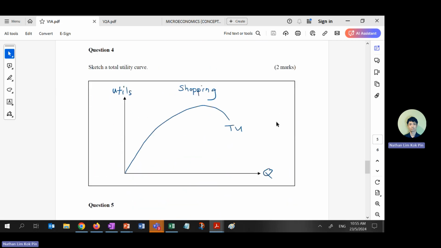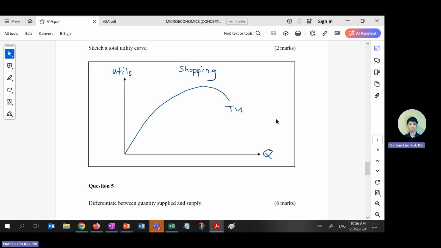Okay. Next one, question 4. Sketch a total utility curve. I already made it so simple. It's just one line, few marks, but a lot of you also do it wrong. You put P and Q, like what I said. I asked you to be careful. Why are you putting P and Q? It's utils, dear. You need a product name. I said before, product name, dear. No product name, minus half. No utils, minus half. All the labels, minus half each. This is TU. It's so easy.